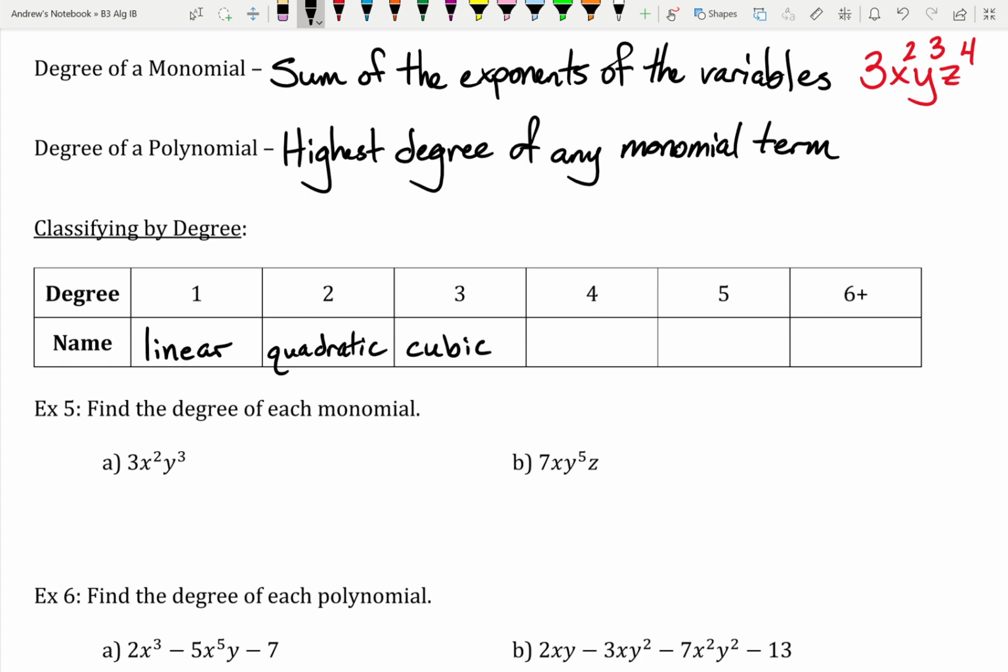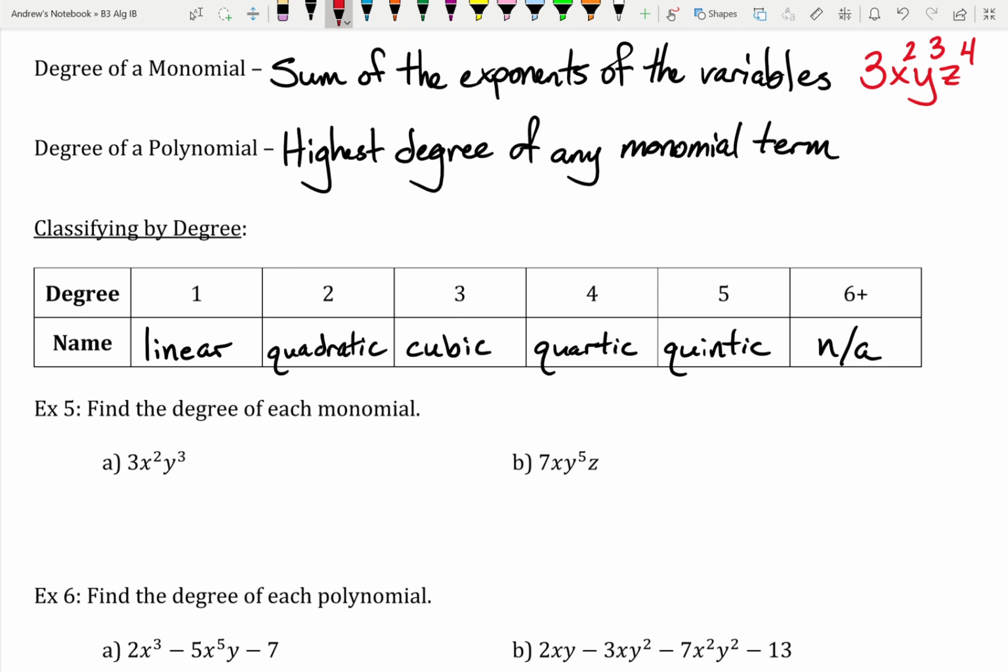If you've got a degree of 4, we call it quartic. If you think quart, like quarter, it means 4. And if you've got 5, you've got a quintic, like a quintet. It's a way of having a group of 5 things. So a degree of 5 is quintic. And for anything 6 or greater, we don't really have a name for it. So we put not applicable, or if you like to say it this way instead, nah. We don't have a specific name for it.